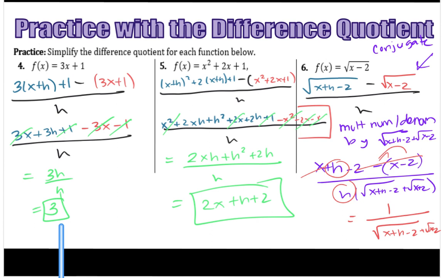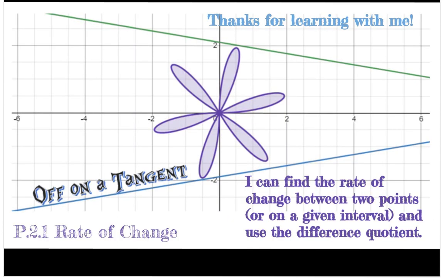So let's recap what we have covered in this video and go ahead and wrap up. Okay, so let's recap what we were trying to do in this section. We were trying to learn or review how to find the rate of change between 2 points or on an interval, and how to extend that idea to the difference quotient. So really, this whole section was just about finding the slope.